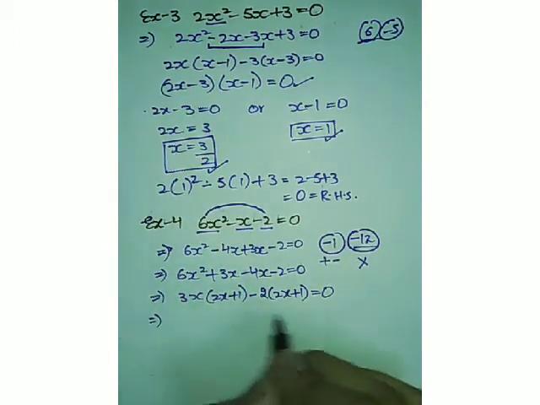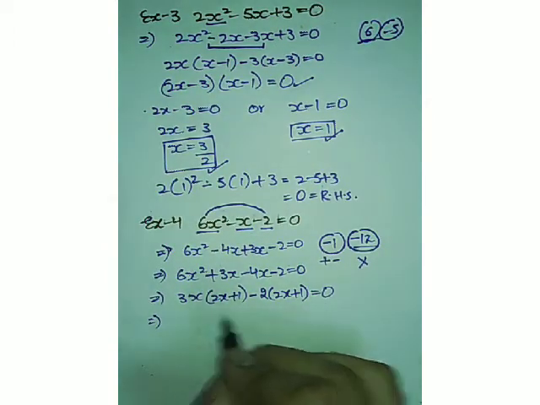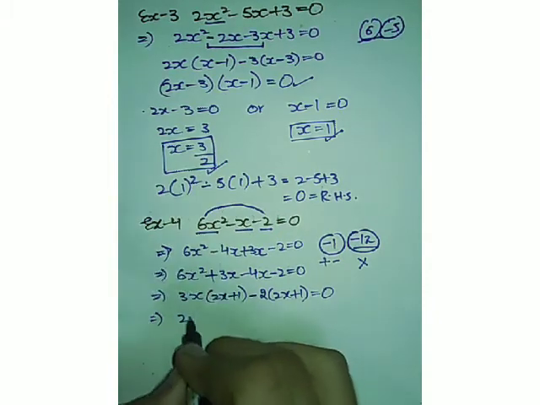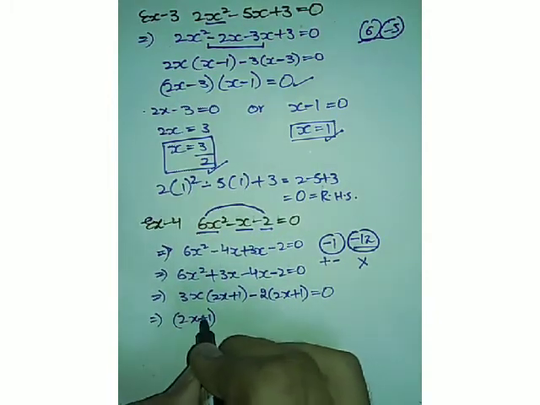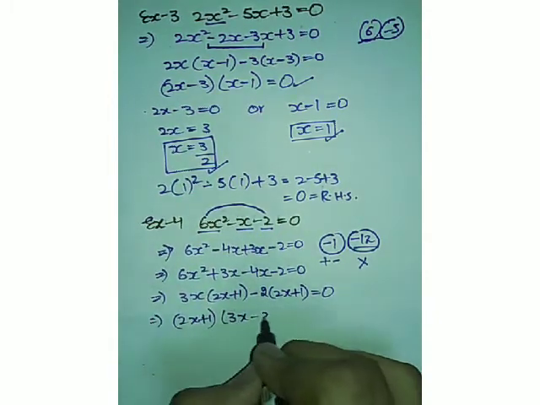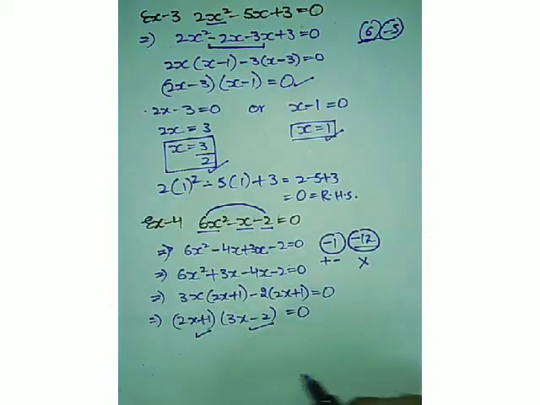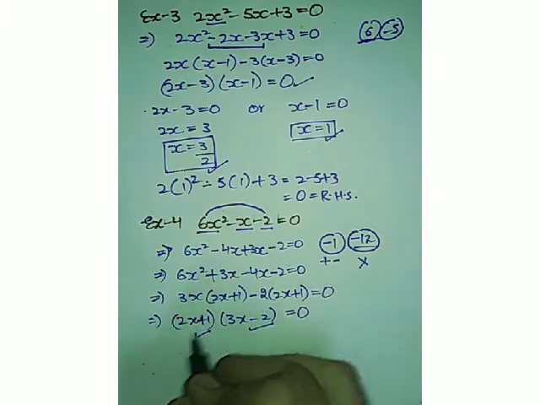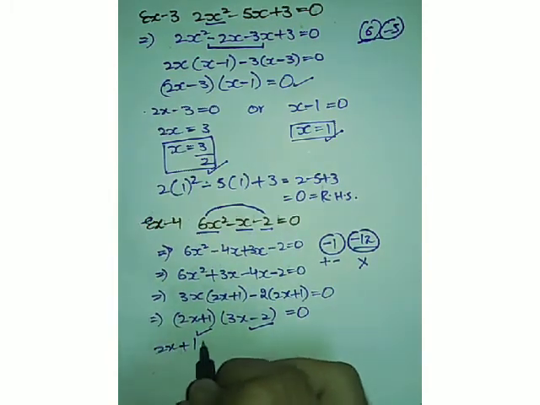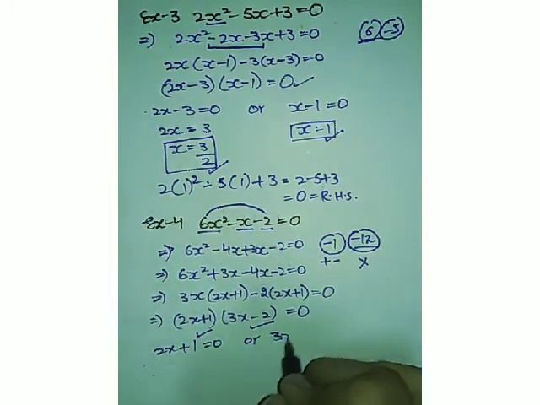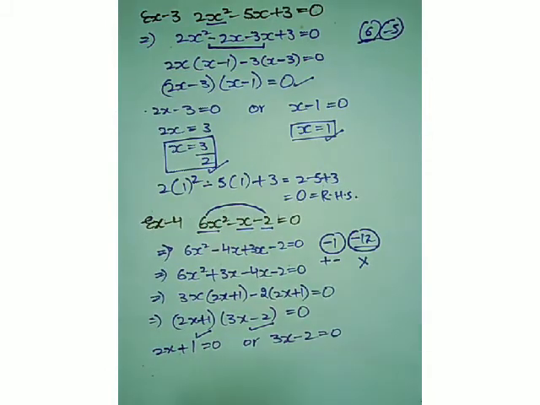And what can be taken out common as a common factor from the whole equation? That is 2x plus 1. And what will be left? 3x minus 2 only. Now again, the product of two terms is coming out to be 0. Now either this can be 0 or second term can be 0. There are both possibilities, right?